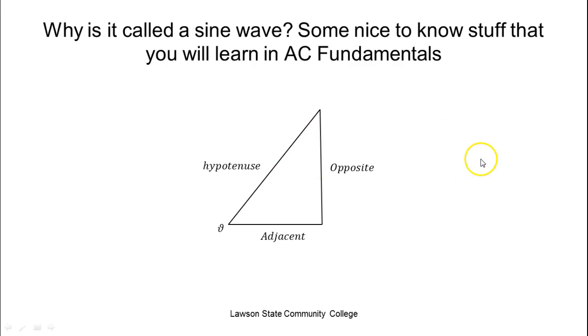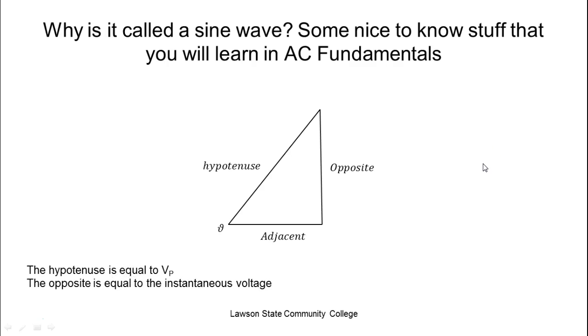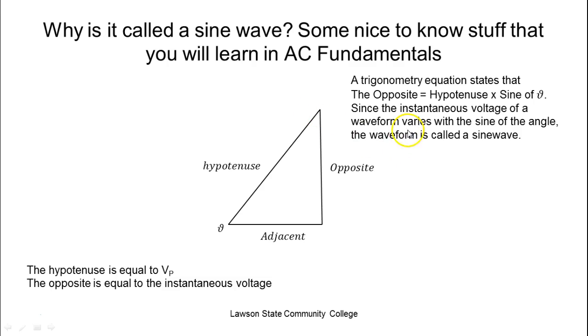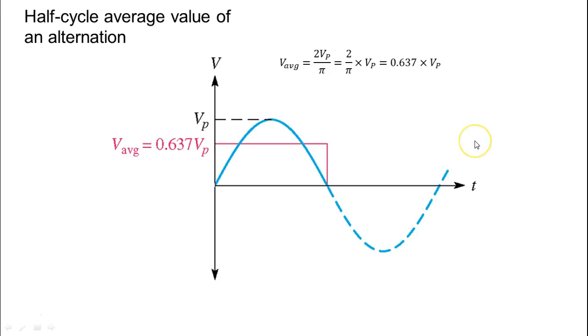It talks a little bit about trig, not very much, and then we figured out how we would solve for the opposite, which would be what we call the instantaneous voltage. And this is done by the hypotenuse times the sine of the angle. We looked at what V average is. This is kind of misleading in the textbook. It's not the average, it's the average of an alternation.